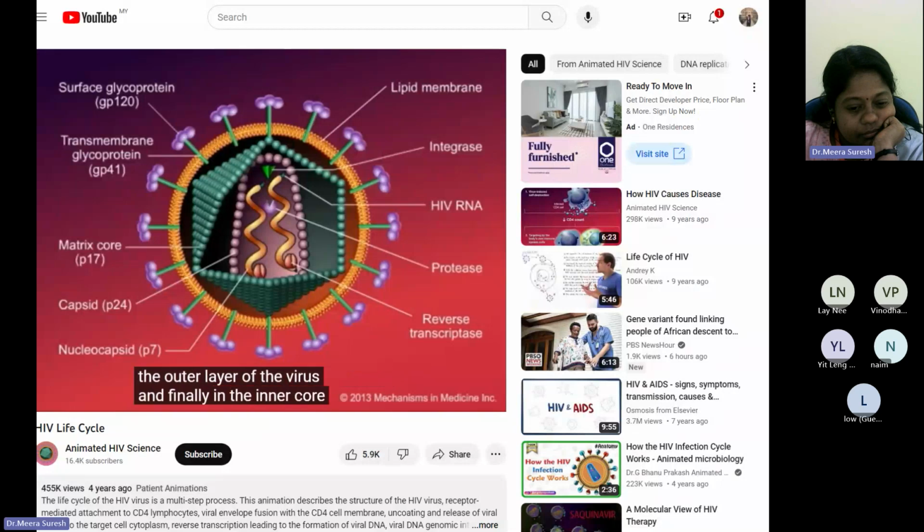And finally, in the inner core, you see that there are two strands of viral RNA, which are associated with three of the enzymes that are essential for virus replication. These are the integrase, the protease, and the reverse transcriptase.